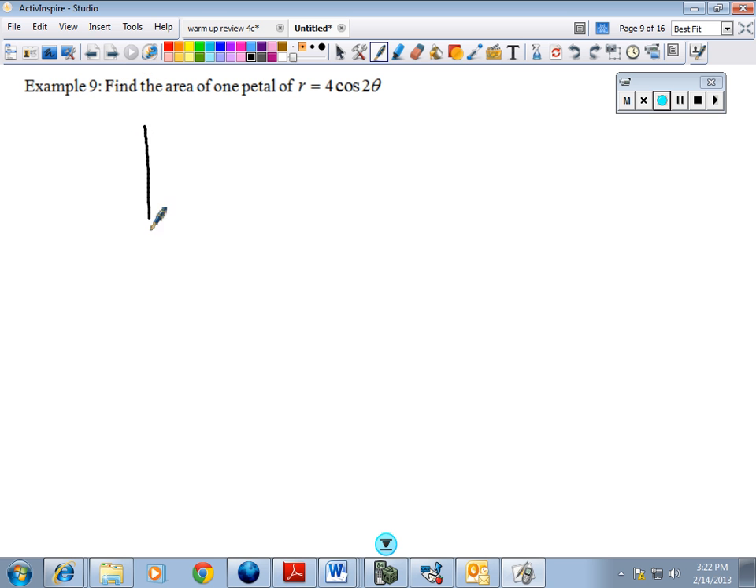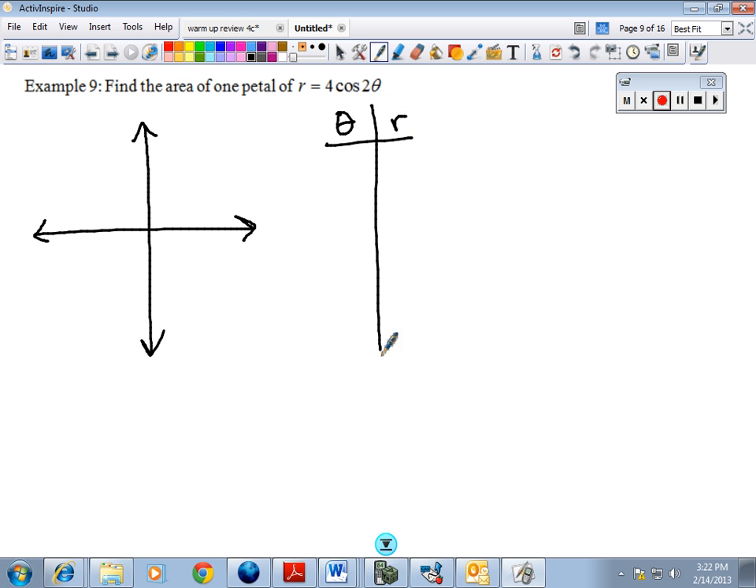So we need to sketch this, and I'm going to do theta and r, and I'm going to go ahead and throw in some extra values. I'm going to do 0, pi over 4, pi over 2, 3 pi over 4, pi, and then once I get the general idea, I'll just do 3 pi over 2 and 2 pi.